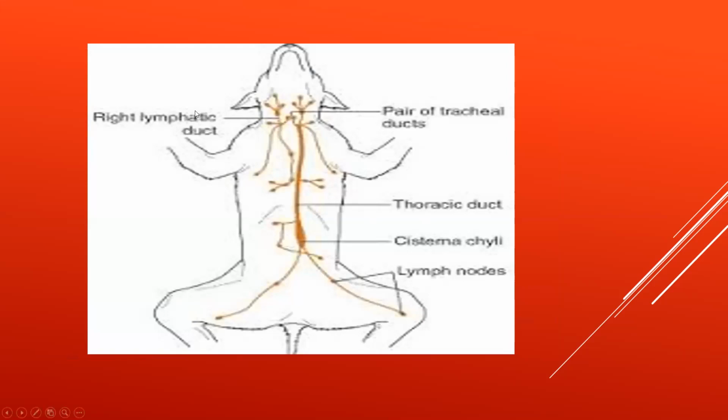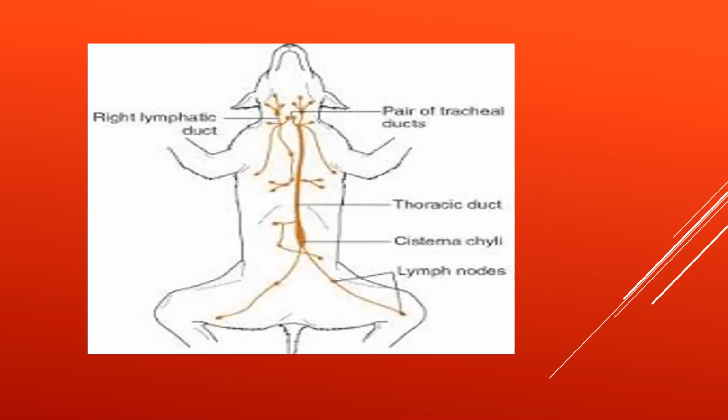So these are the different lymphatic ducts. You have the right lymphatic duct. We also have the tracheal ducts. You also have the thoracic duct and the cisterna chyli. The right lymphatic duct is the smallest of the major ducts and drains lymph from the right side of the head, neck, and thorax, and the right forelimb, and it empties into the heart by the right jugular vein or the cranial vena cava.